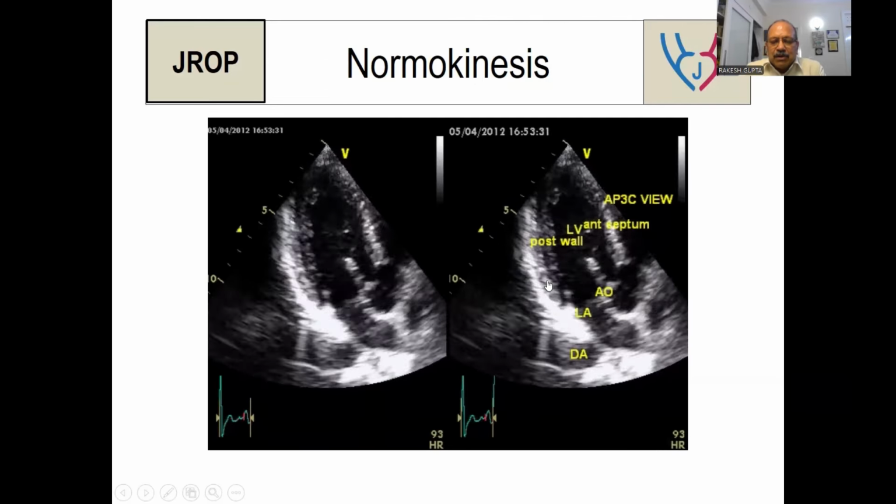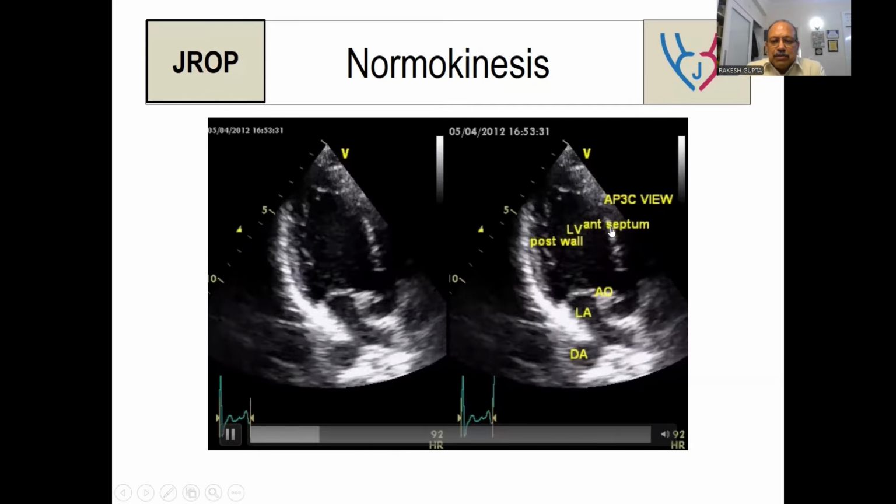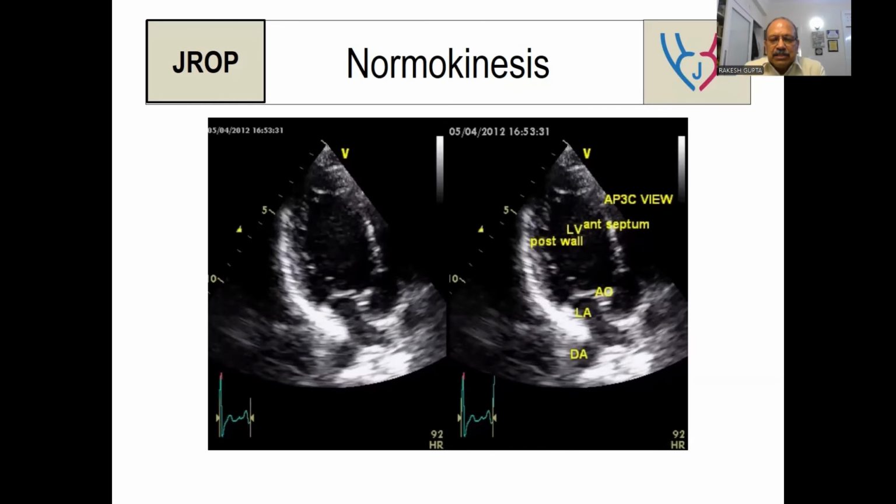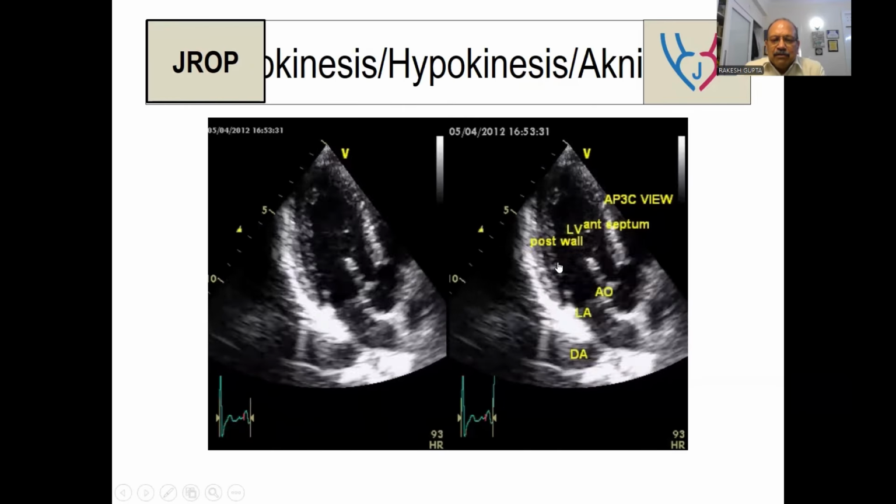And when we rotate counterclockwise further, this becomes the anterior septum, and this becomes the posterior wall, and it does not have a papillary muscle. If it shows you a papillary muscle, it means we are not looking at the posterior wall. We are looking at the inferior wall of the patient.